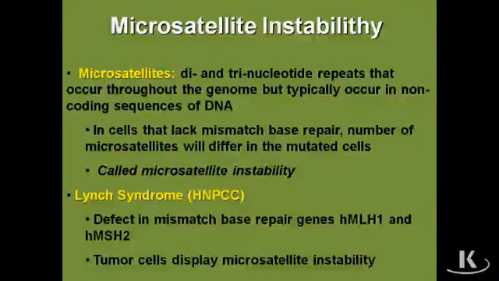They might ask you something about Lynch syndrome or HNPCC. They might ask you about the name of the gene for mismatch base repair, remembering that it's HMLH1 or HMSH2. So remember microsatellite instability. As we talked about earlier, Lynch syndrome, which is another name for hereditary non-polyposis colorectal cancer, is caused by a defect in one of these mismatch base repair genes, HMLH1 or HMSH2. In these particular cells, you're going to see microsatellite instability. That's the major tie-in here.